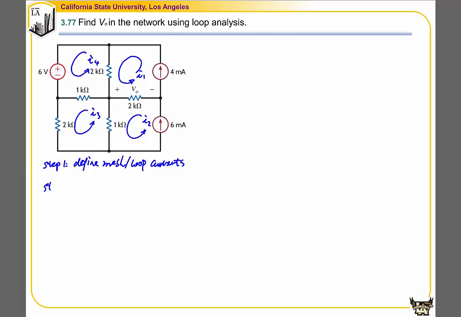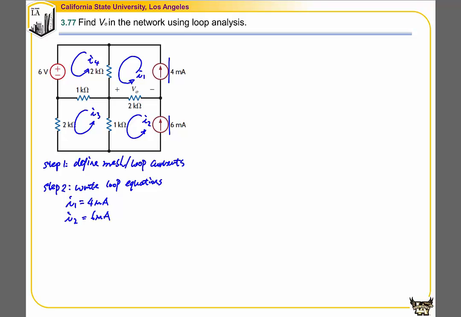The second step is to write loop equations. For the first loop, the current going through this branch has to be 4 milliamps, so it implies that current I1 is equal to 4 milliamps. And similarly for mesh 2, the current I2 is equal to 6 milliamps.